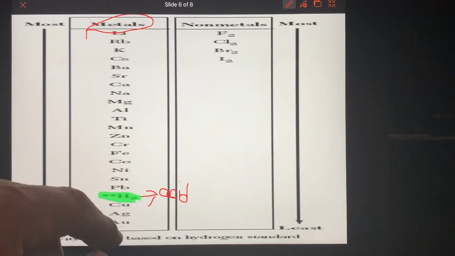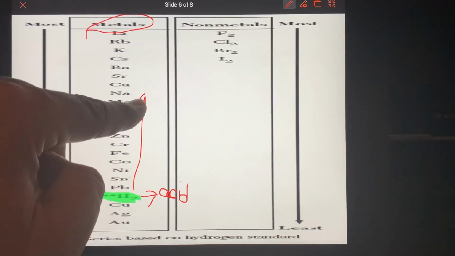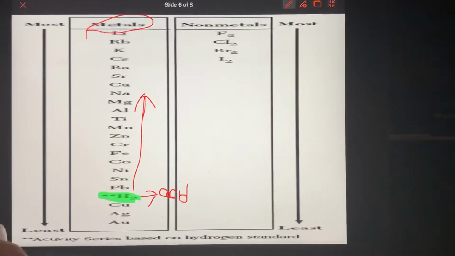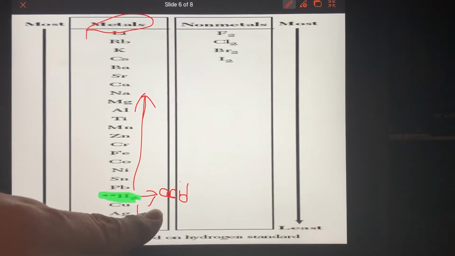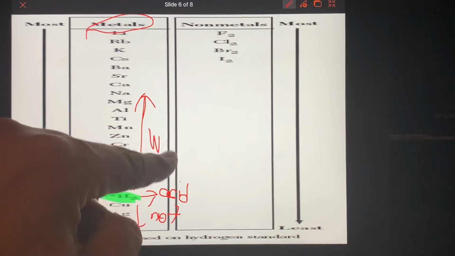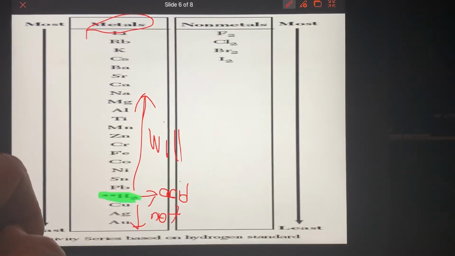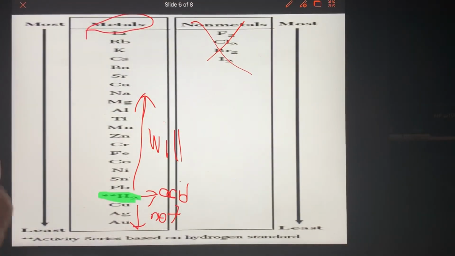So basically what this table says is very simple. Anything that's above H2 will react with the acid. Anything below will not react. Not will. Okay? Don't worry about these guys here for now. We don't care about those. Okay. Let's move on.